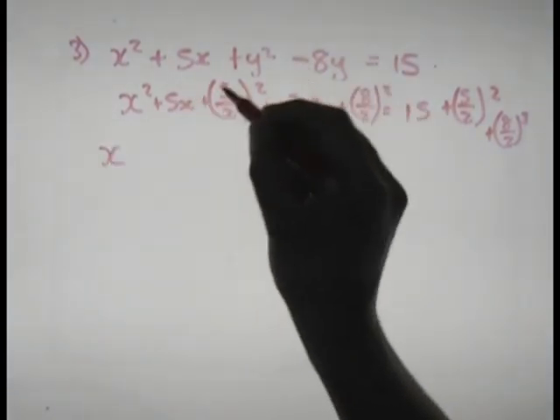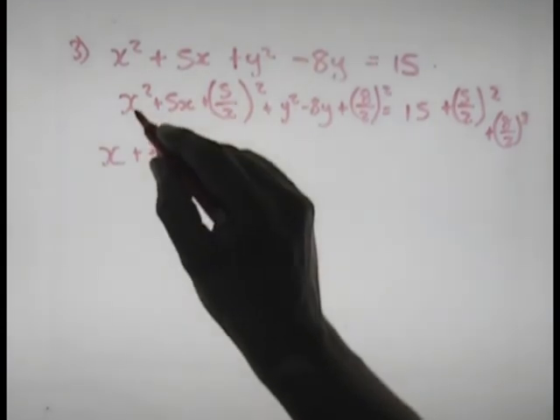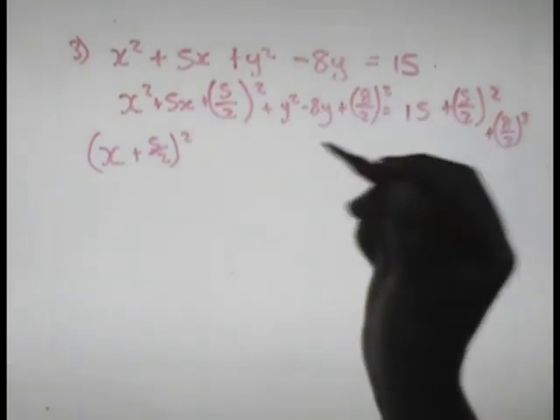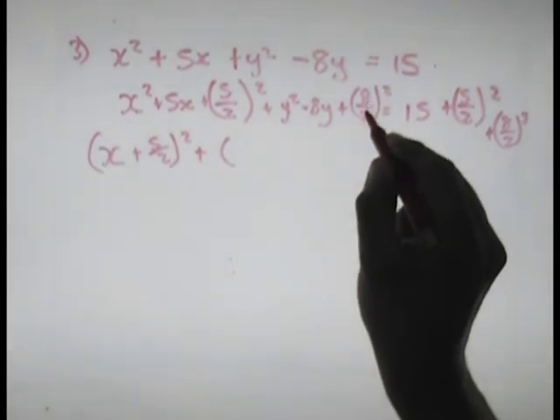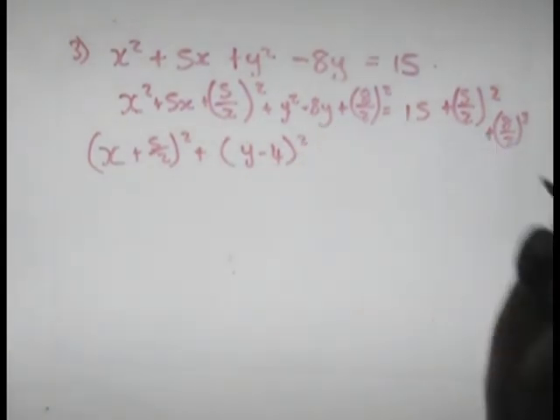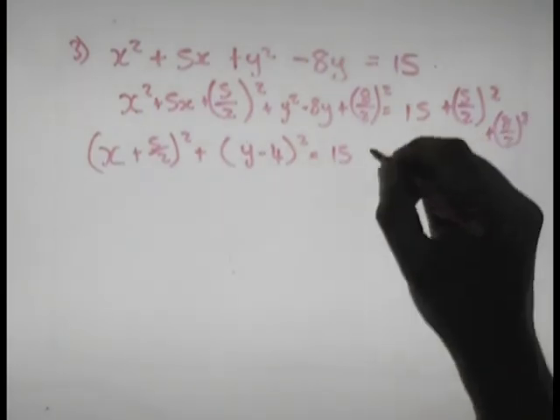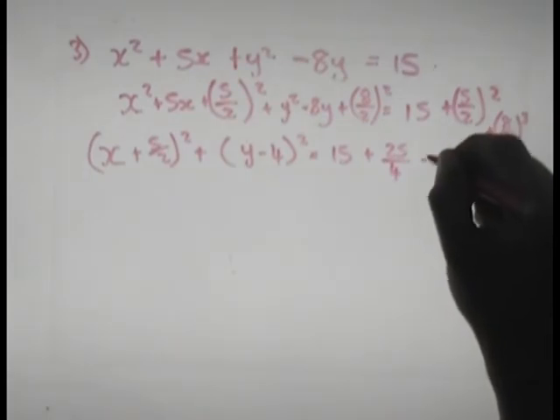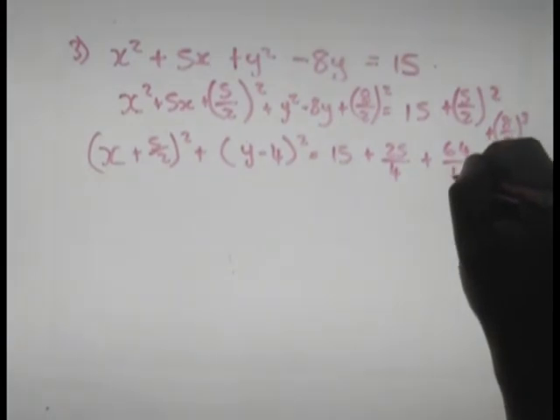This is going to become (x + 5/2)² + (y - 8/2)², which is the same as (y - 4)², is equal to 15 + 25/4 + 8² is 64/4.